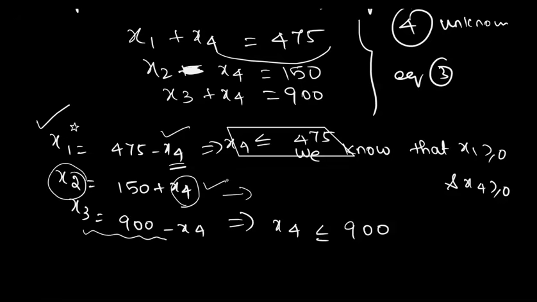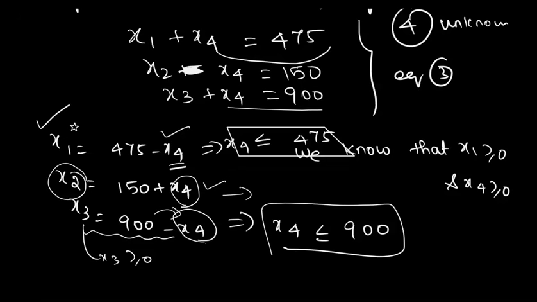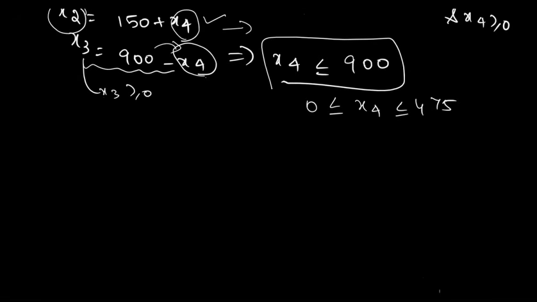Now again see the last one. x3 is 900 minus x4. Again I want x3 to be greater than or equal to 0, so x4 should be less than 900, so that it is a positive value. Now I am giving two conditions. I want an x4 which is less than 475, and also less than 900, so obviously I will go for the smallest value. So I can choose the range for x4 as 0 less than or equal to x4 less than or equal to the smallest value, that is 475. And here x4 is any arbitrary positive value. That is what we mean here.